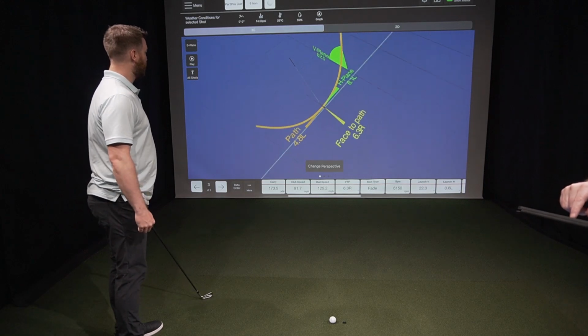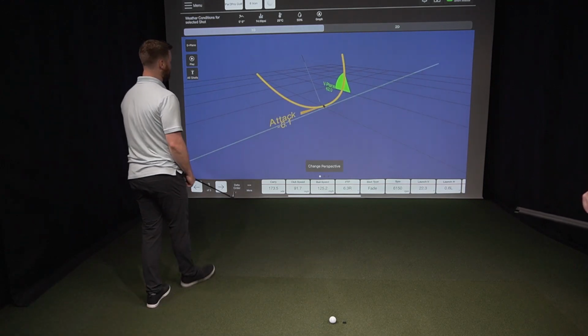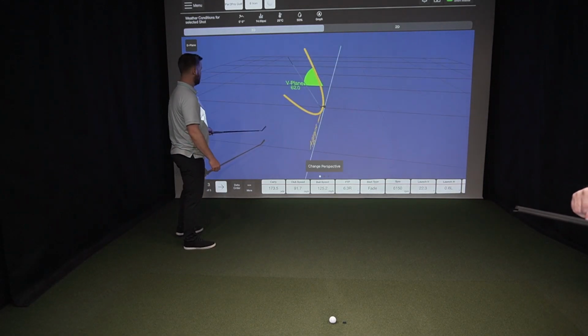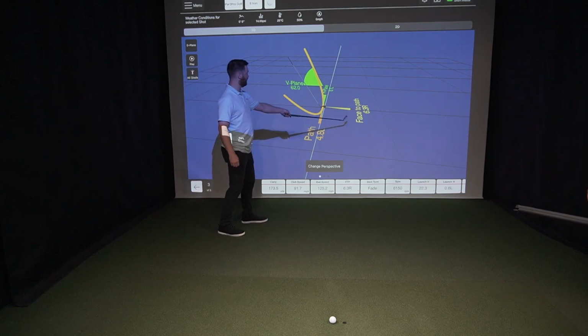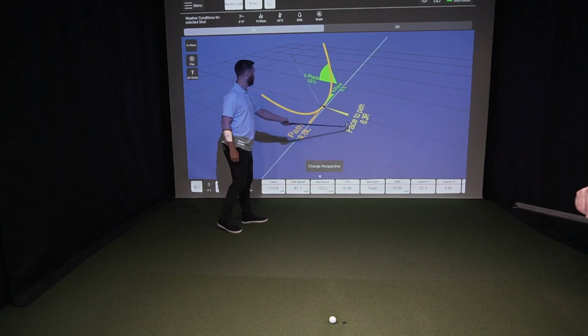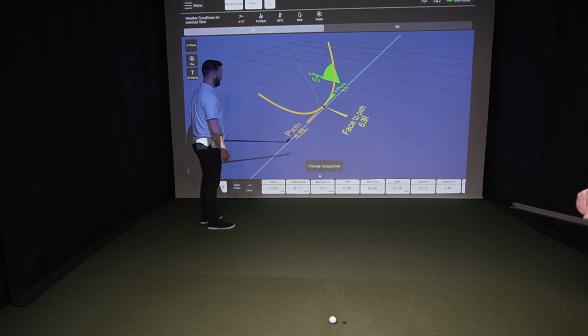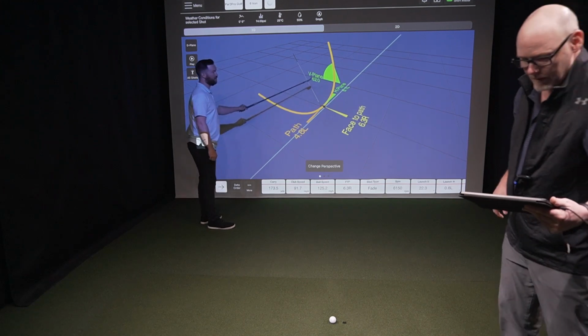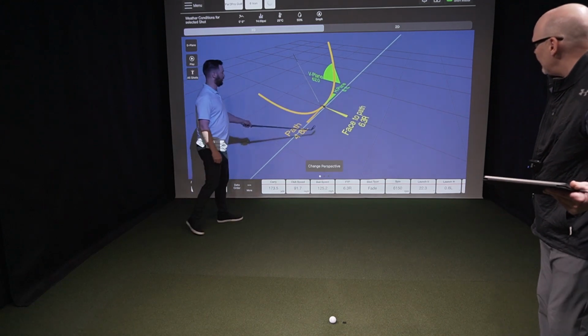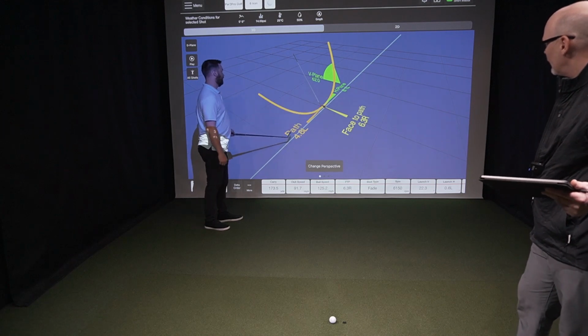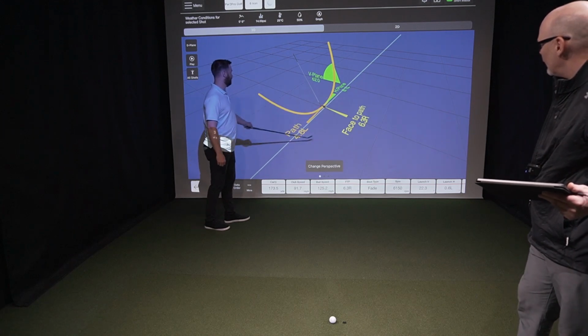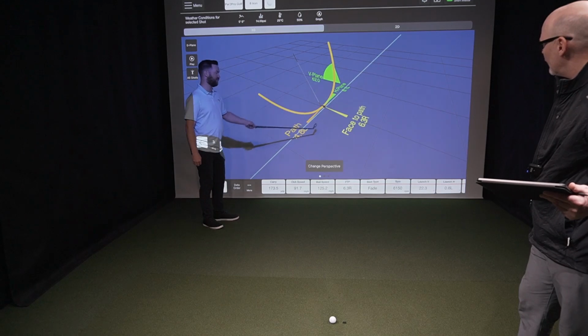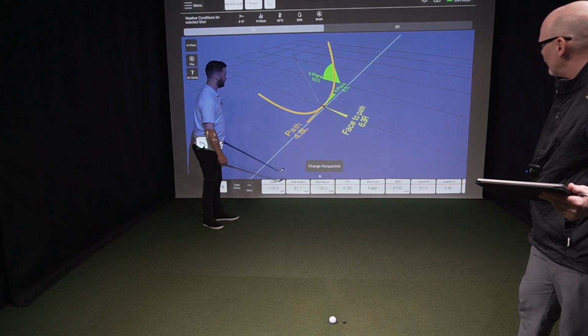So, big things that we're looking at here. We can see some of the same things that we were just talking about. Face to path, 6.3 degrees right here. This is the club moving in 3D space, right? So we get your club path. We also get face to path. So path and face to path, that's the big relationship in terms of shot shape.